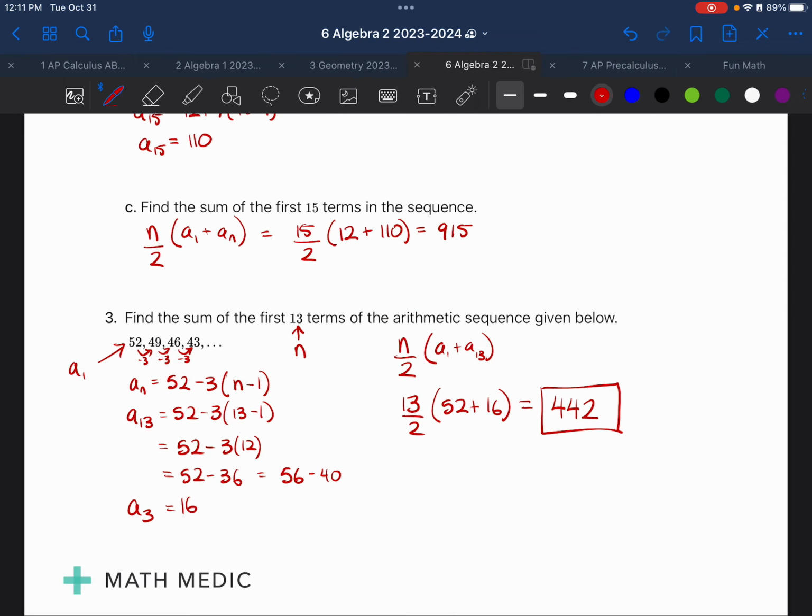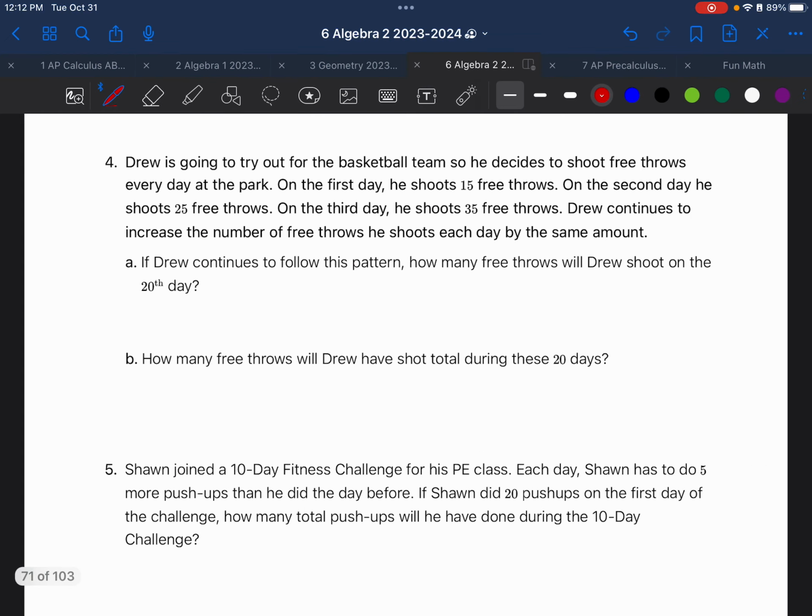So essentially we did everything from number 2, but all in number 3, and we're knowing the process now over and over. Number 2 is giving the hint for number 3. Number 4, we're talking about Drew. Drew is going to try out for the basketball team, so he decides to shoot free throws every day at the park. Good job, Drew.